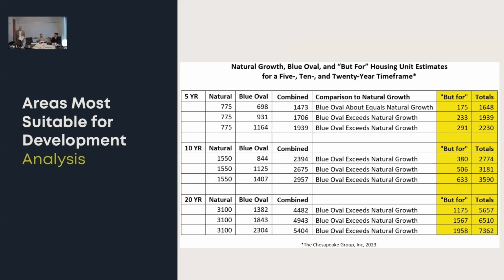But then you add in that but for, and you look on the far right side there, you're looking at the potential for an additional 2,000 residential units caused by businesses and growth that will occur because Blue Oval has come to your area. So that is now raising your total population up to the potential of 7,362 units. So that's getting closer to 20,000 new residents. Next slide.